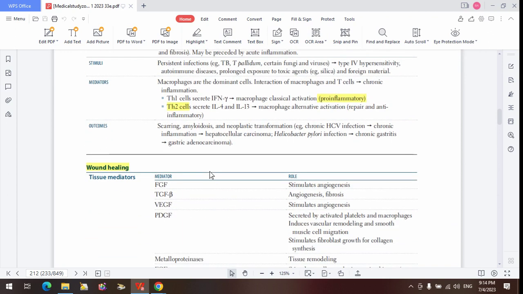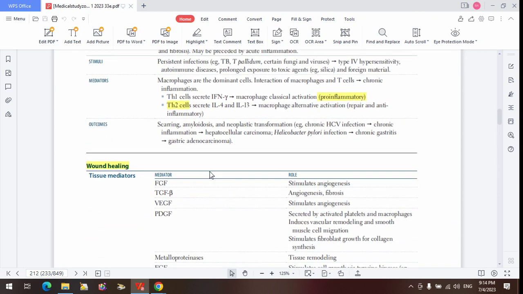Dr. Babayade, I just wanted to backtrack on these TH1 cells. What stimulates the TH1 cells before it stimulates interleukin 2 and interferon gamma? What stimulates TH1 cells? Interleukin 12, right? Interleukin 12 from the macrophage. Interleukin 12 is from macrophages. The macrophages are the ones that first capture the antigen.